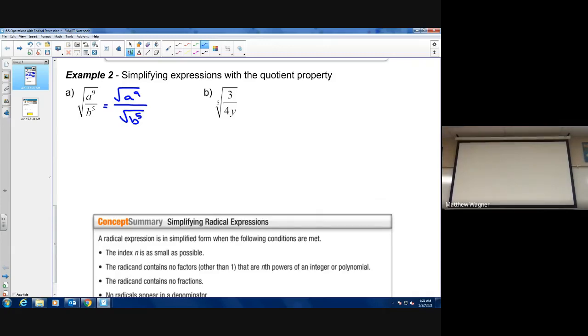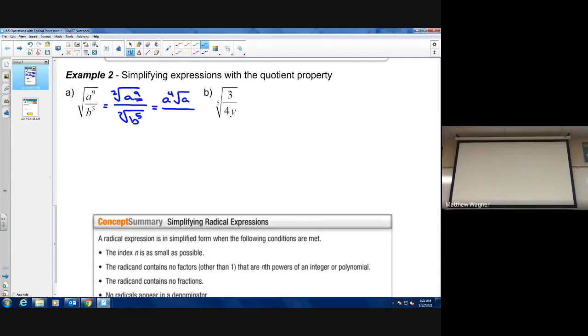Thinking about that, it looks like we could simplify, because these powers are larger. So I'm going to simplify that down. I can take out a to the 4th, and then I'm left with the square root of a on top. With 9 and an index of 2, 9 divided by 2 is 4. A to the 4th comes out. I'm going to have 1 a left over.